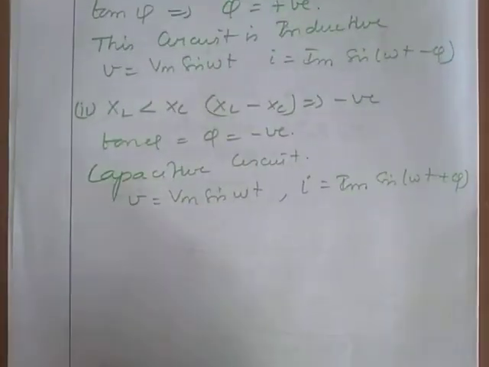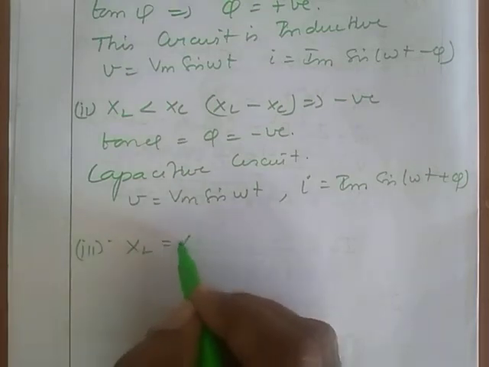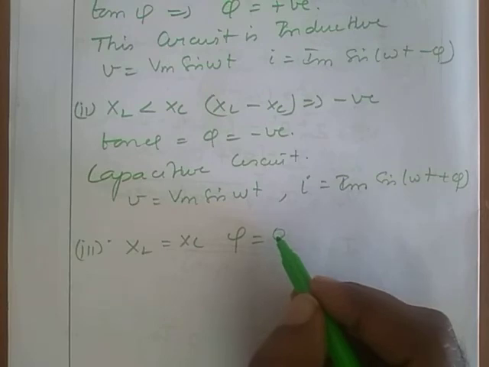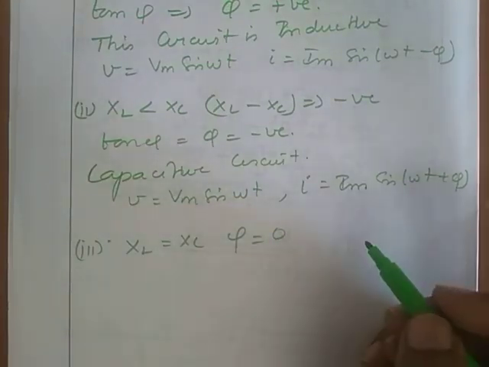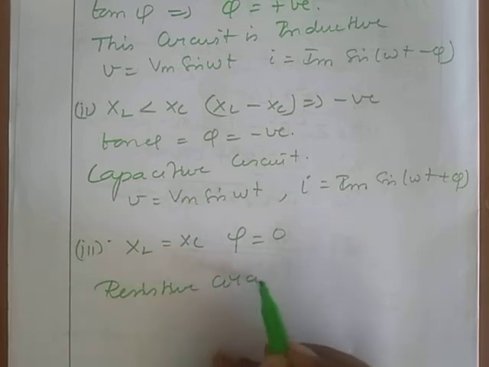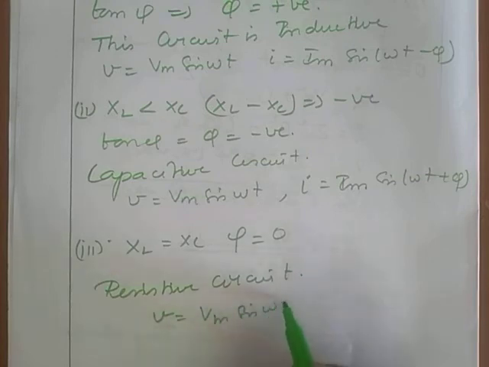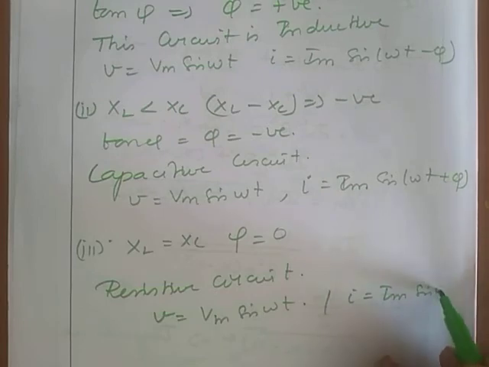Okay, the next case, an important case, XL is equal to XC. For this case, the phase angle phi will be 0. So there is no phase angle between current and voltage. That means current and voltage are in phase, so it is a resistive circuit. We can write V is equal to Vm sin omega t and I is equal to Im sin omega t.